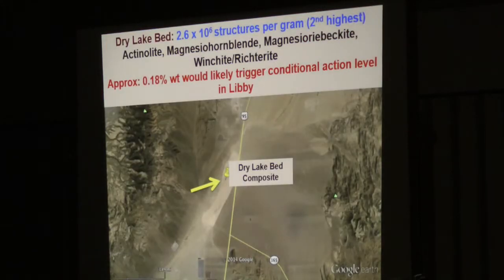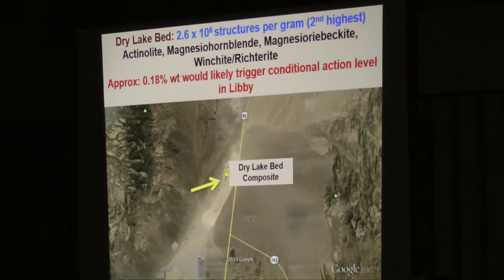So the dry lake bed was the next highest. It comes out to about 0.2 weight percent. This would likely trigger the conditional action level in Libby. It's right at the boundary. And again, it's hard to transfer our results to Libby because theirs is a vermiculite deposit, and what they mean by conditional level, they have data we don't have. So some of that's difficult to do, but one of the things to pay attention to here is that this dry lake bed has almost every single kind of amphibole mineral we have. So it's a huge mixture.